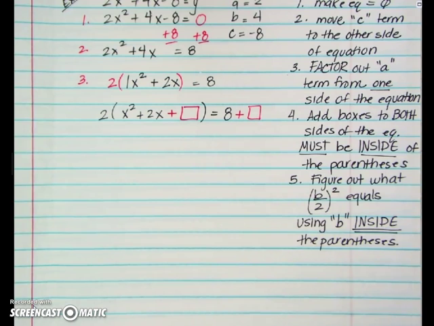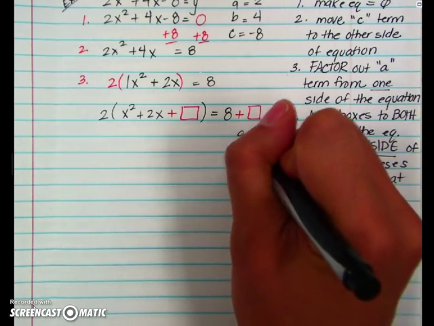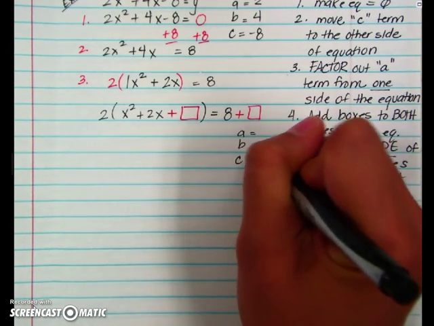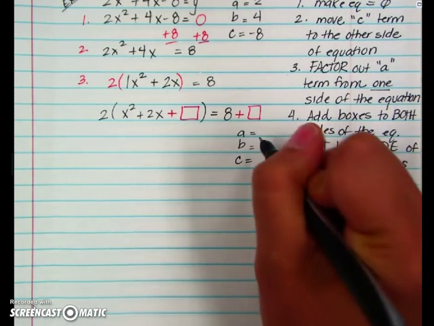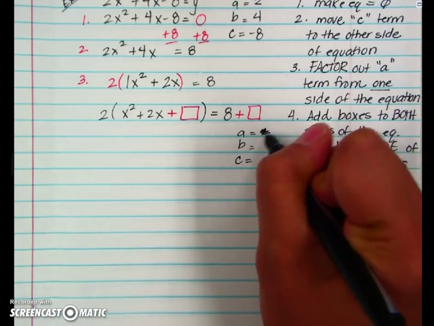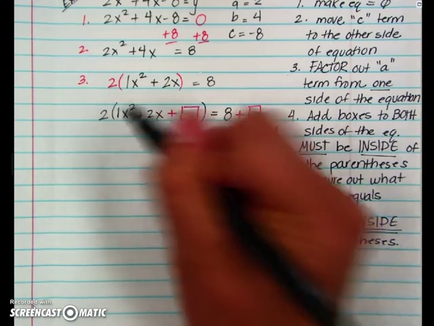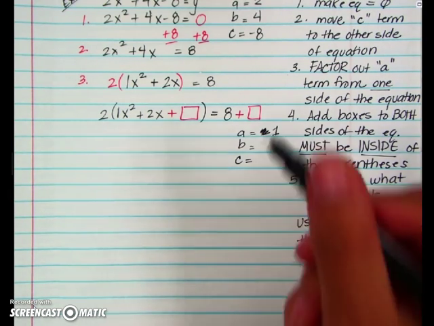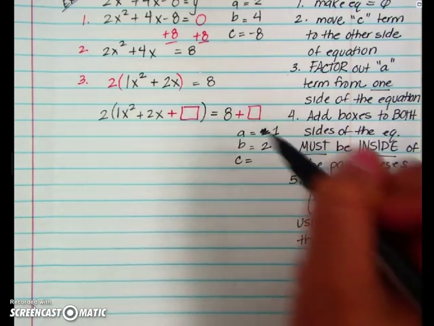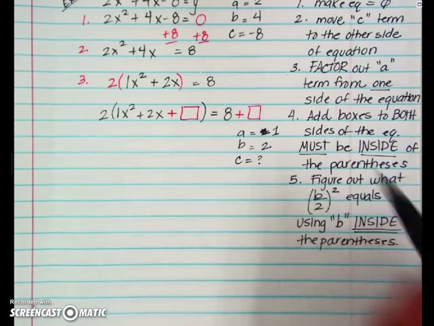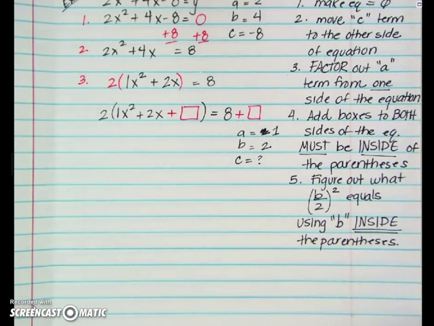Okay, so I'm going to rewrite a, b, and c. In this case, we know that a is 2. Well, actually now it's what, 1, right? Because this is a 1. We factored out the 2. What's our b? 2, and then c, well, we're not really sure. Okay, so we're going to add b divided by 2 inside of the box.